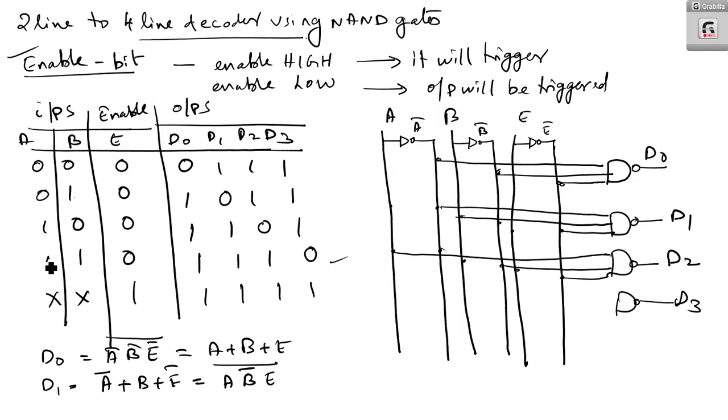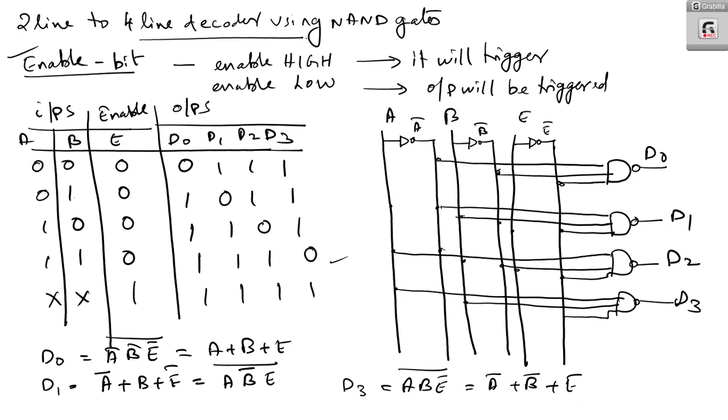Now coming to D3. What is D3? A B E bar. And the last one is E bar. So here what I am getting is D3 as A B E bar, the whole bar. That is A bar or B bar or E. So you are getting the expression like that. So this is basically a 2-line to 4-line decoder. D0 you are getting as A bar B bar E bar, the whole bar.